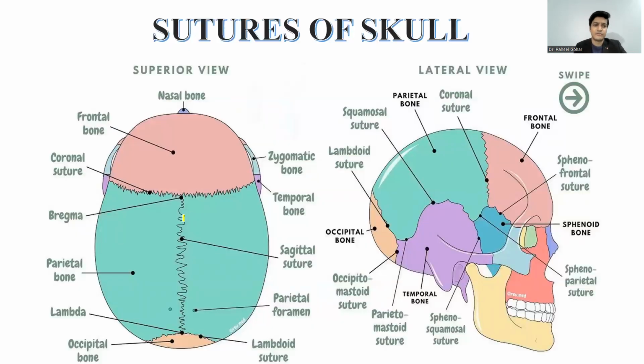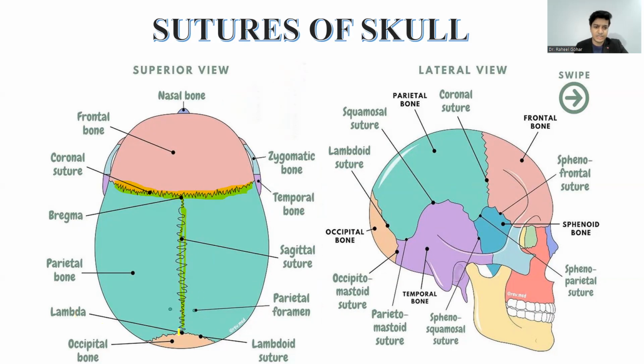Then moving forward, we have some important sutures which we have to identify on the CT scan brain plane, and these will be the landmarks with the help of which we can perform different surgeries as well. So this is the frontal bone. These are the two parietal bones. Between the frontal and the parietal bone, this structure here is the coronal suture. Between the two parietal bones, this structure here in the center is the sagittal suture.